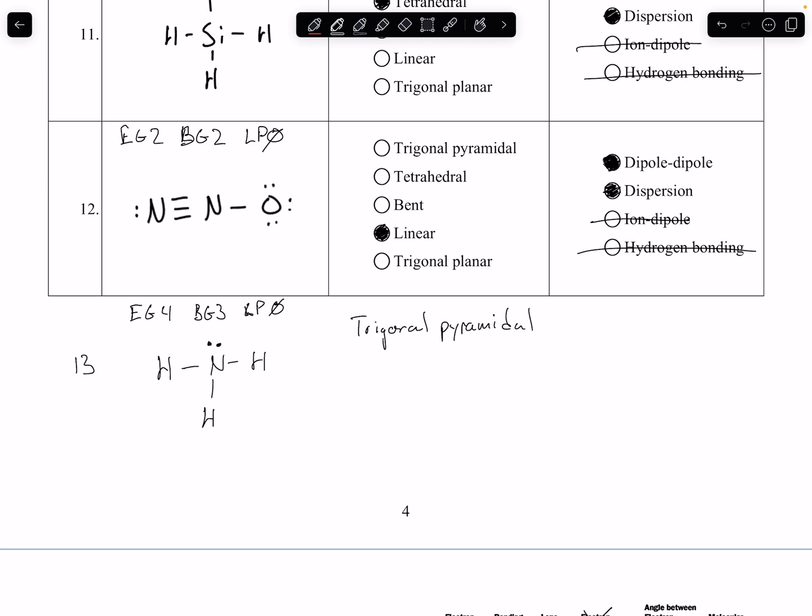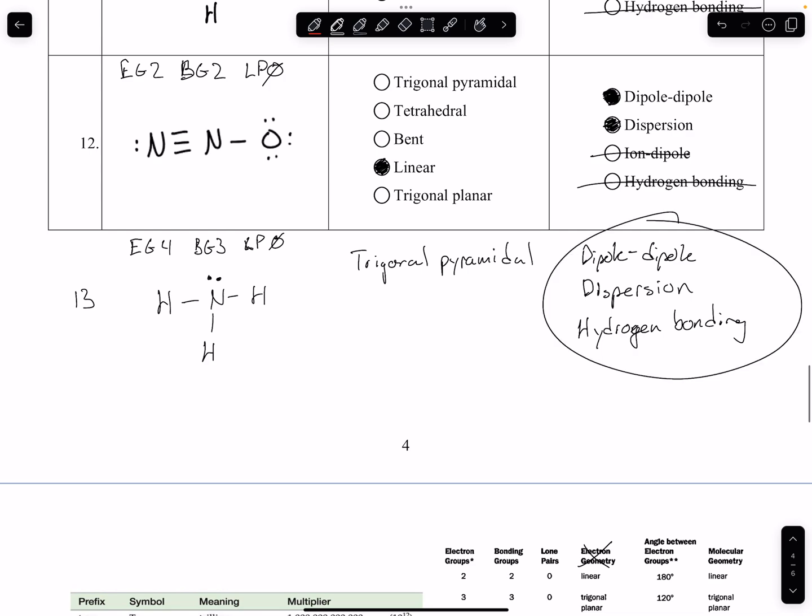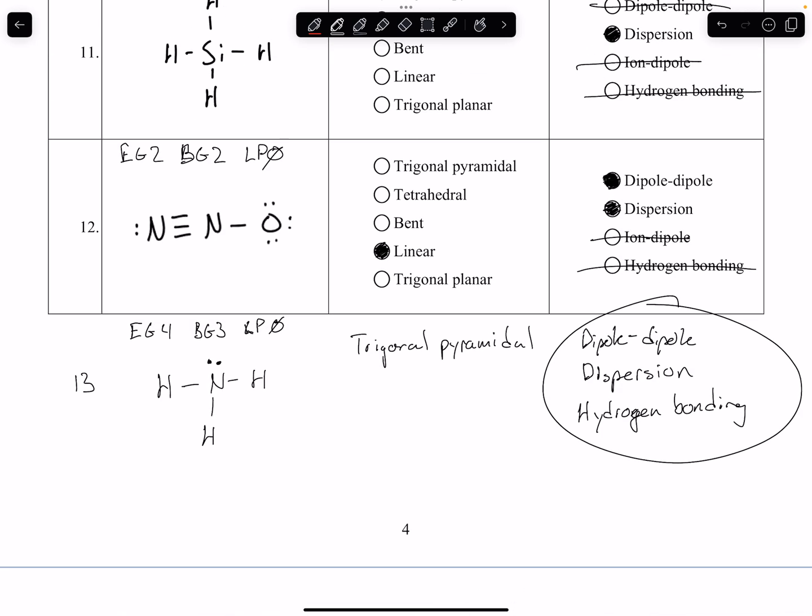And now I do have a lone pair on the central atom, and I have nitrogen with hydrogens attached. So this molecule would be dipole-dipole because it's polar, dispersion, and hydrogen bonding. So all 3 of those. The only one it wouldn't have is ion-dipole. So now I get to go and add that into this problem set.